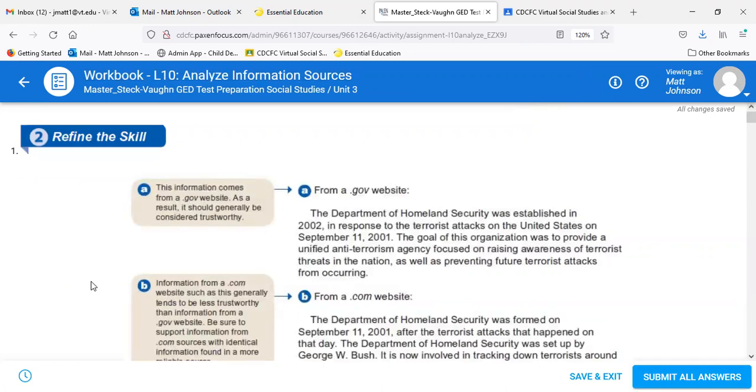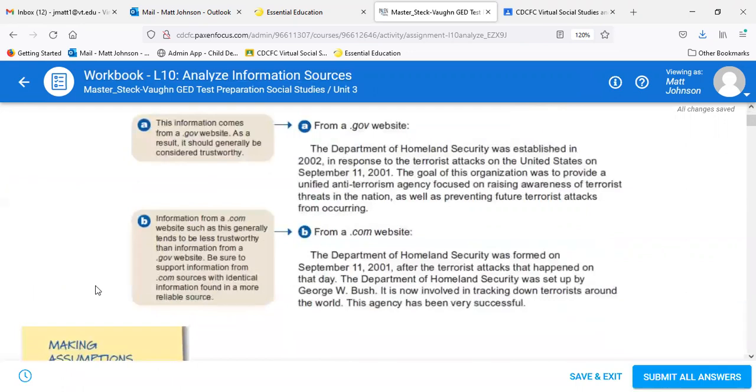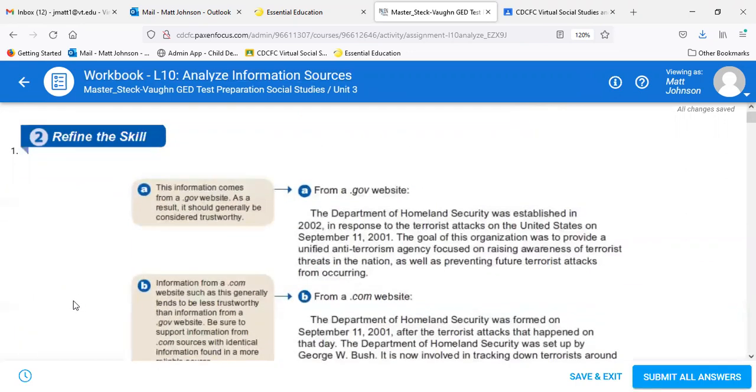Here's an example. We have something from a .gov website and something from a .com website, so we're going to be able to compare these two. They're basically talking about the same situation, the same information, and we're going to see if there's a difference here. From the .gov website, it says the Department of Homeland Security was established in 2002 in response to the terrorist attacks on the United States on September 11th, 2001. The goal of this information was to provide a unified anti-terrorism agency focused on raising awareness of terrorist threats in the nation, as well as preventing future terrorist attacks from occurring. And the text box up here in A says this information comes from a .gov website.